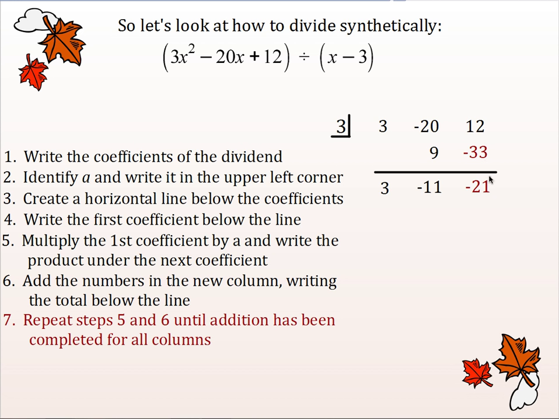I'm going to add that column together. 12 plus negative 33 gives me negative 21, and I'm going to write that below the line. I'm going to repeat those steps until all of my columns are complete.